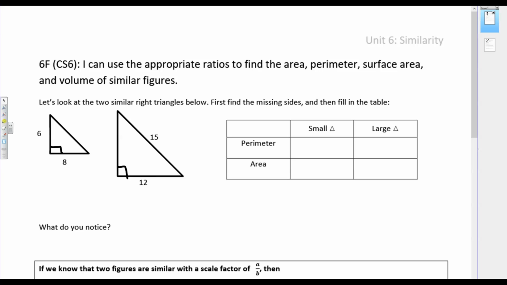I can use the appropriate ratios to find area, perimeter, surface area, and volume of similar figures. I want to start by looking at a case study of two similar figures and fill out everything we know about their measurements, and then look for some commonalities here.